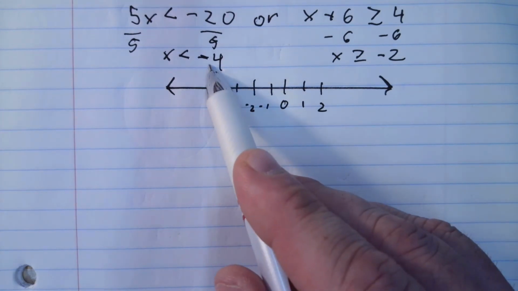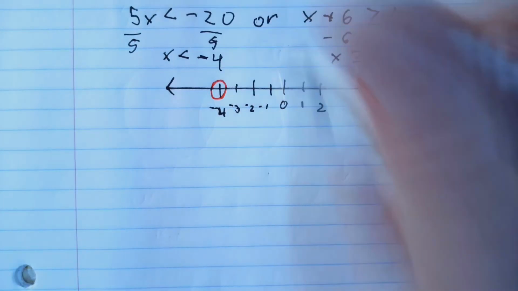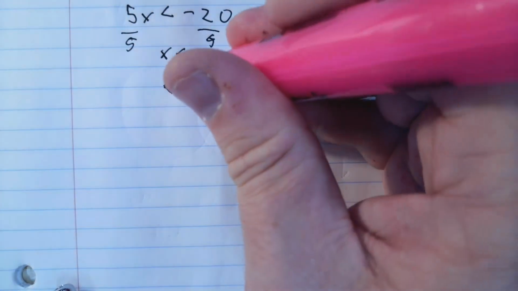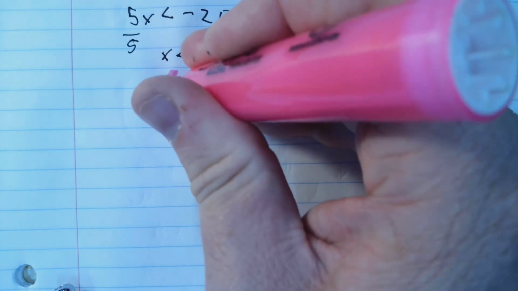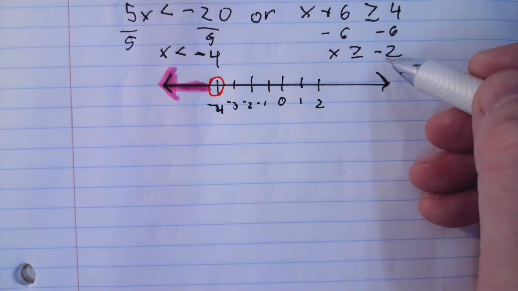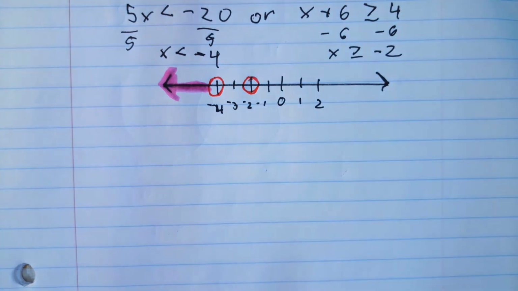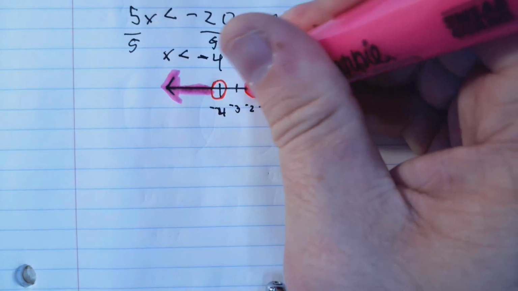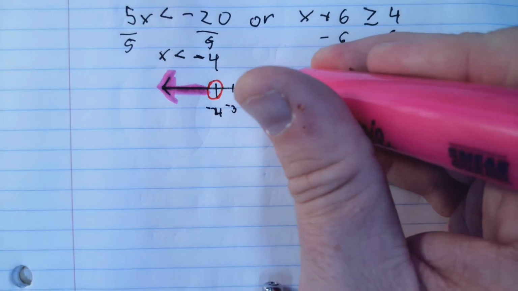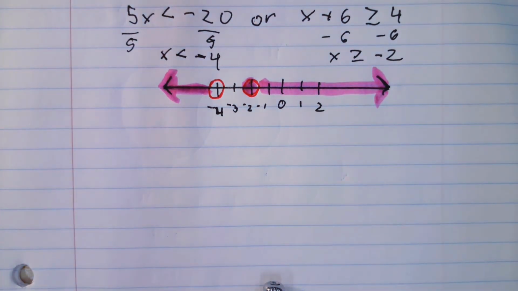Okay, how would I graph this one? I just circle -4, right? Yes. And which way do I color? Left. Like this? Okay, how about this one? I'm going to circle, and what else do I do? Dot. And which way do I do the arrow? Right. Okay, this is what an OR graph is going to look like.